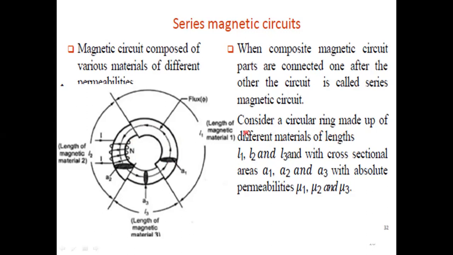Similarly, in the magnetic circuit, there are different types of materials with different lengths and cross-sectional areas. We are going to connect one type of material to another type of material. So how will we connect them? See here, this is one magnetic circuit, one type of material. Its area we consider as A1, its permeability as mu1, and its length as L1.